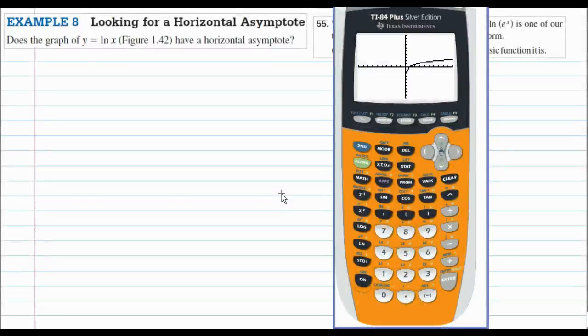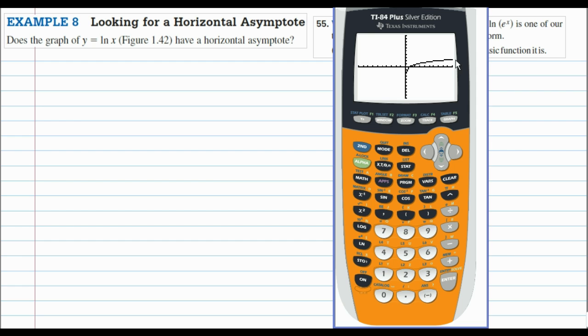This is the screencast for section 1.3, example 8. Example 8 is a pretty broad question. Does the graph of y equals natural log of x have a horizontal asymptote? So it's asking, as we go out to positive infinity on the x-axis, is there a maximum value that the function approaches? That's going to be a lot of exploring on our calculator.